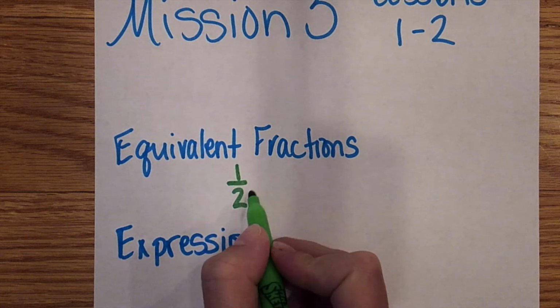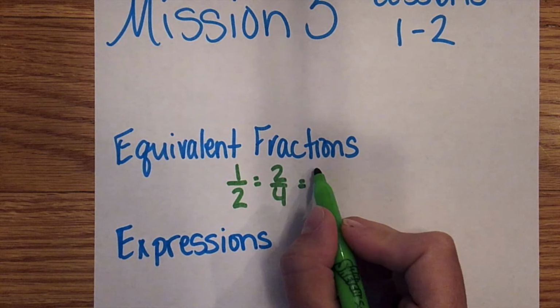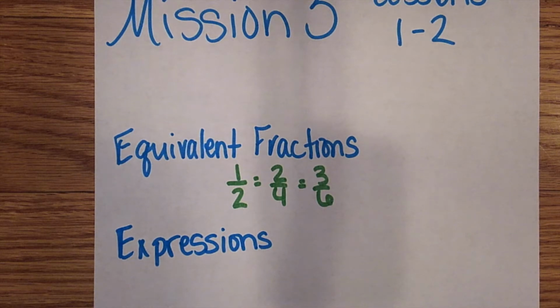So fractions like 1/2 is the same thing as 2/4 is the same thing as 3/6. Those are equivalent fractions. They mean exactly the same thing. We're also going to revisit that term expressions. That's any combination of sums, which are addition problems, differences, which are subtraction problems, products, which are multiplication problems, and quotients, or division, of numbers that evaluates to a single number. Expressions do not have equal signs.